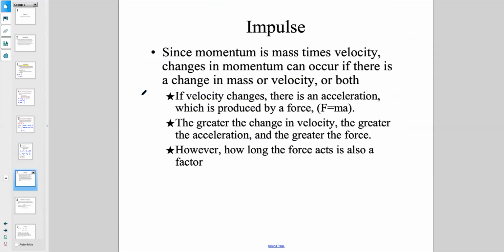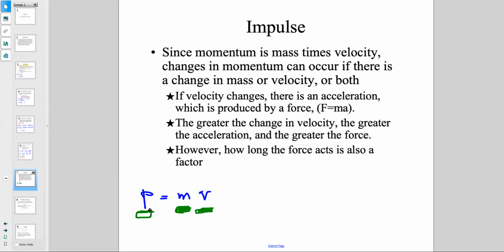Impulse. So since momentum is mass times velocity, a change in momentum can occur if there is a change in mass or velocity, or maybe both. So in other words, if I have p being m times v, if the mass of the object changes, it gains mass as it's moving, or if the velocity of the object changes, or both of them change, these can cause the momentum of an object to change, okay?